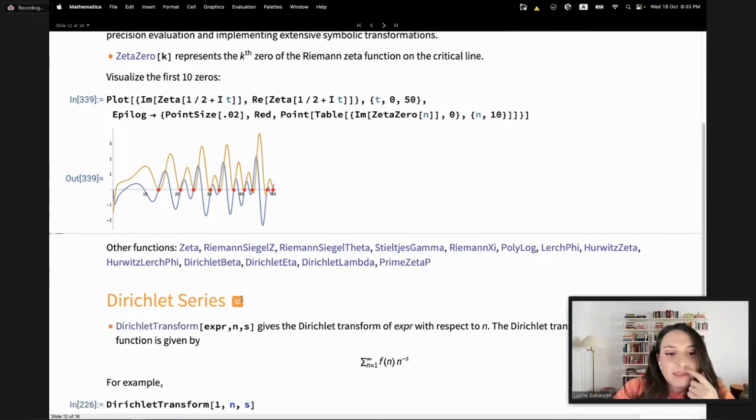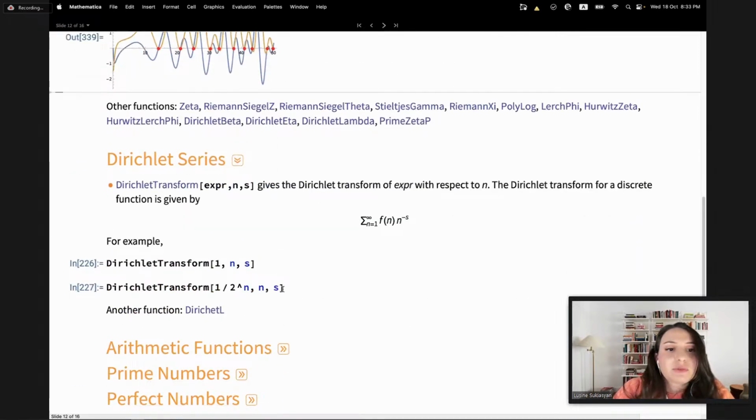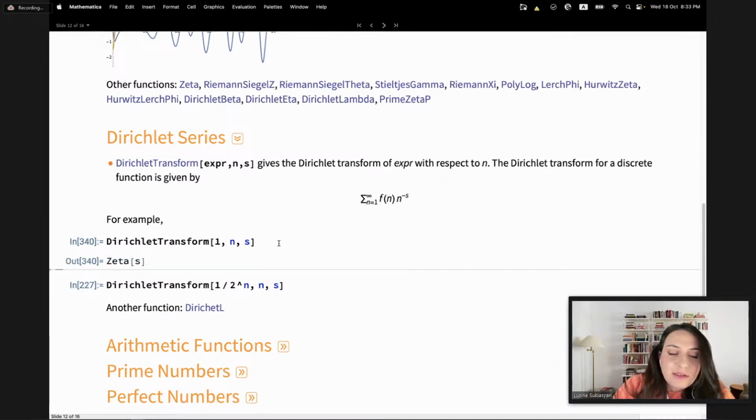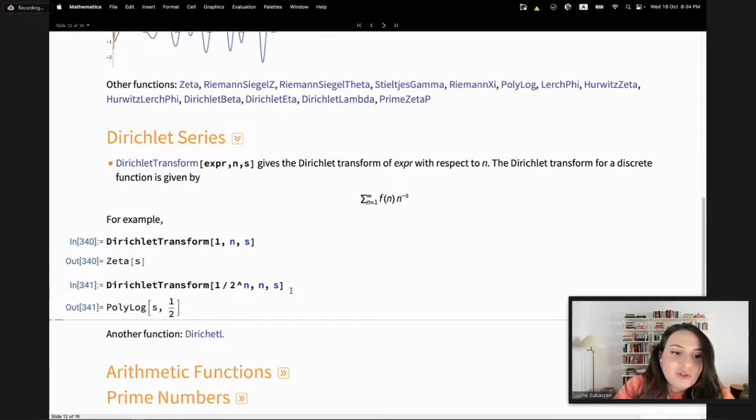The next subgroup is Dirichlet series. So Dirichlet transform is one of the functions here, and it just gives the Dirichlet transform of an expression with respect to n. The Dirichlet transform for a discrete function is given by this sort of formula. For example, for the Dirichlet transform here, 1 over n^s is just zeta(s), and the Dirichlet transform in this case is just the special function polylog. Another function here is Dirichlet L.